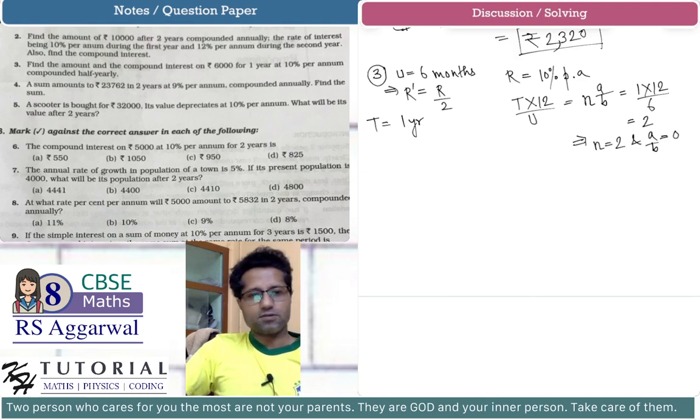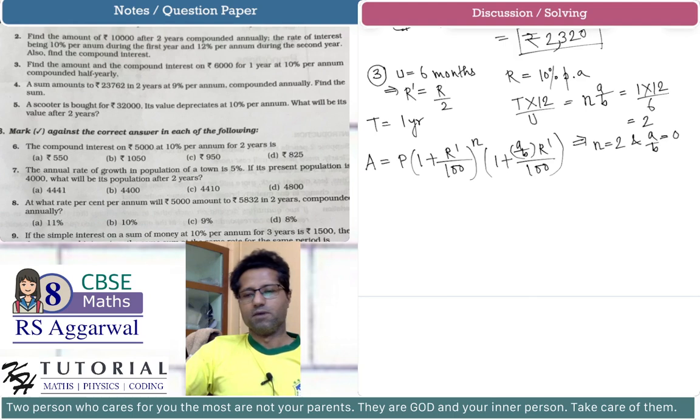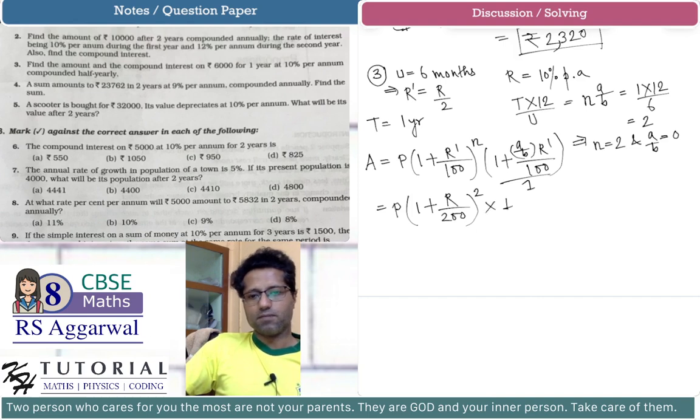Now it has asked to find the compound interest and amount. So the general formula is A equals P multiplied by 1 plus R dash by 100 to the power N multiplied by 1 plus the fraction A by B R dash by 100. Now, since the fraction A by B is 0, this part will become 1. So this is equal to P multiplied by, also we know that R dash is equal to R by 2. So this becomes R by 200 to the power N is 2, and this was multiplied by 1. Okay.